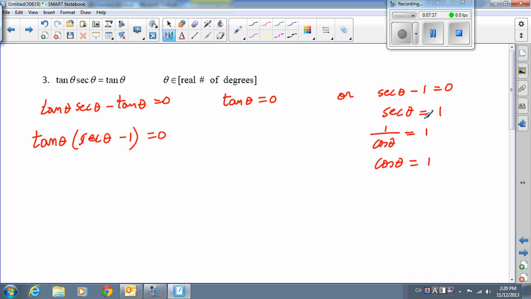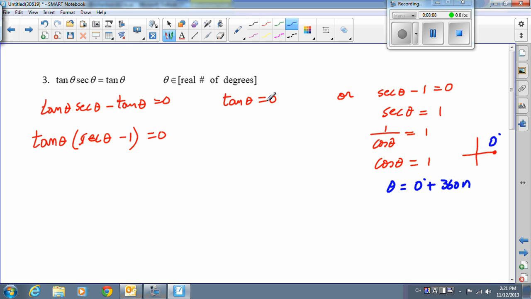When you see 1, you go on the axis. And on the axis, the only place where the cosine is equal to 1 is actually at this location. So at this location, I have the cosine equals 1. And that location is 0 degrees. So for this, I will say theta is equal to 0 degrees plus 360n.